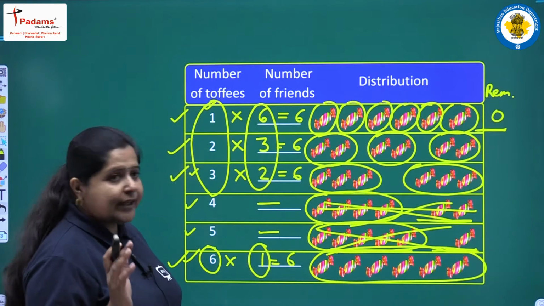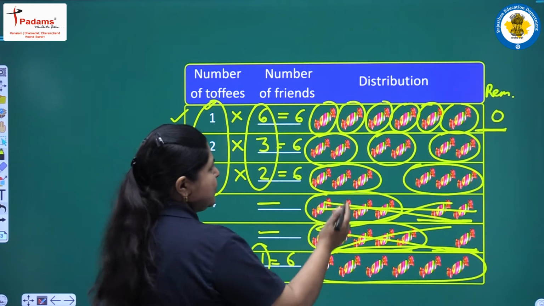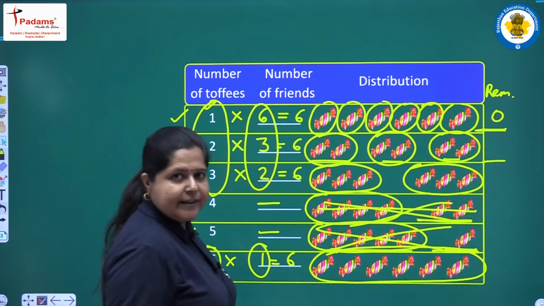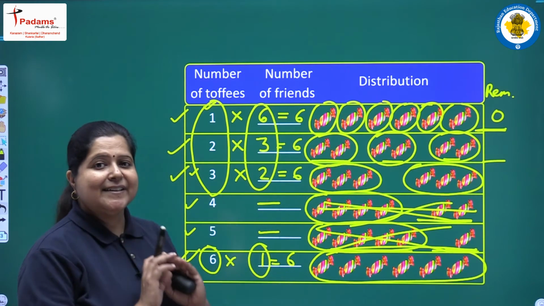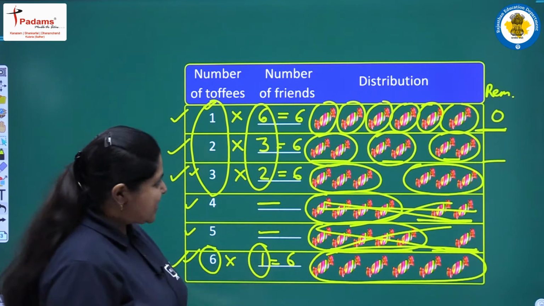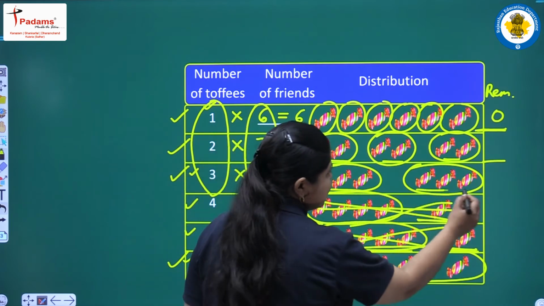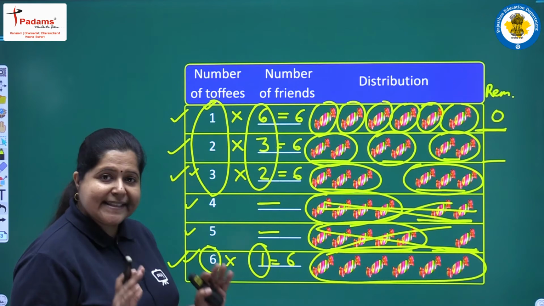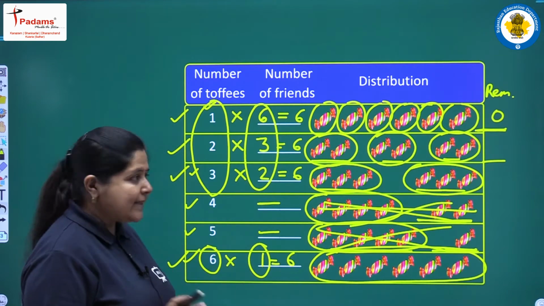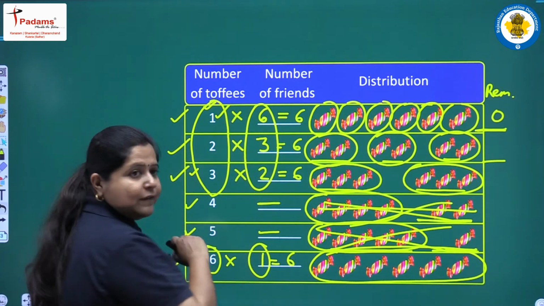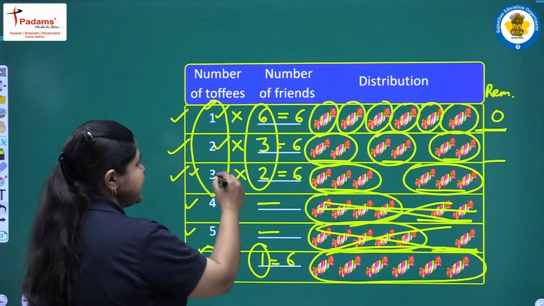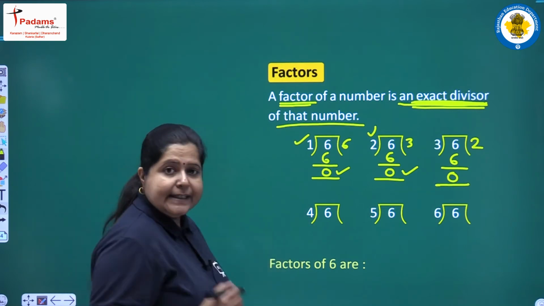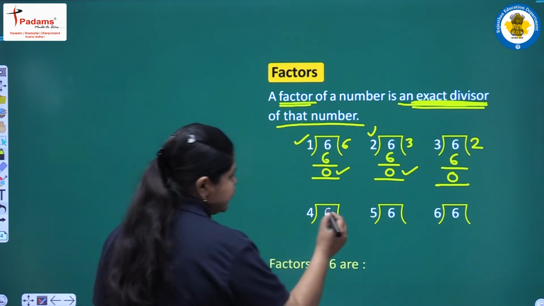And while distributing, you can see this physically also, when we distributed 2 toffees, then nothing was left, the distribution was exact, the distribution was complete. Similarly, when we distributed 3 sweets, again no toffee was left, the distribution was exact and complete. So, we say that 1 is a factor of 6, 2 is a factor of 6, 3 is a factor of 6.